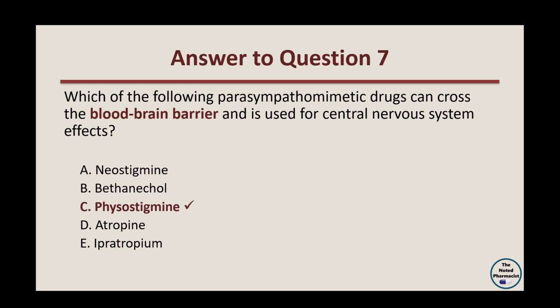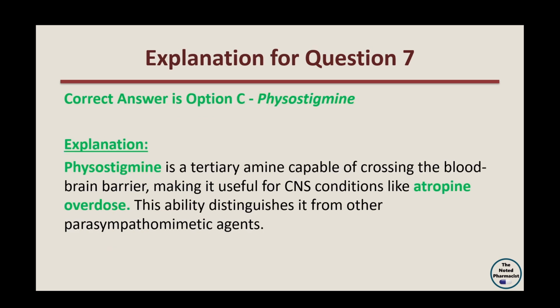The correct answer is option C, physostigmine. The explanation is as follows. Physostigmine is a tertiary amine that can cross the blood-brain barrier, making it effective for treating central nervous system conditions, such as atropine overdose. This ability sets it apart from other parasympathomimetics like neostigmine.